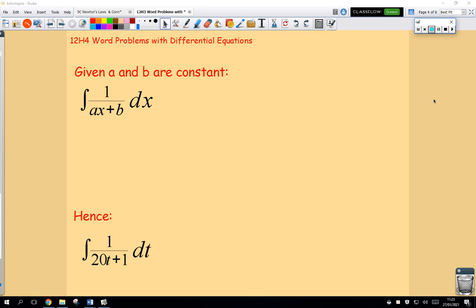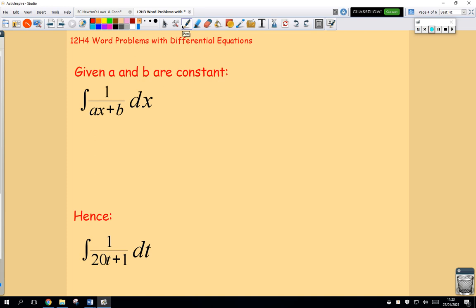Okay, in this class I'm going to go back over word problems with differential equations. I'm going to go back over an example we looked at previously, and solve it in a slightly different way. But before I do, just a couple of things about integration.